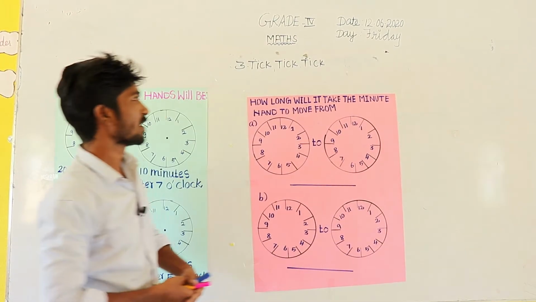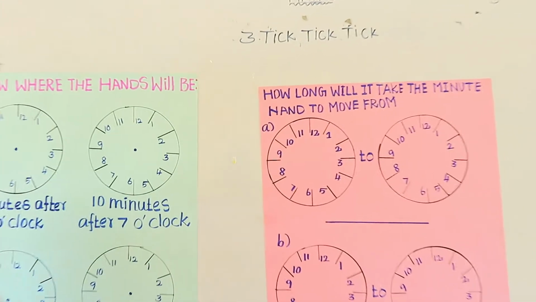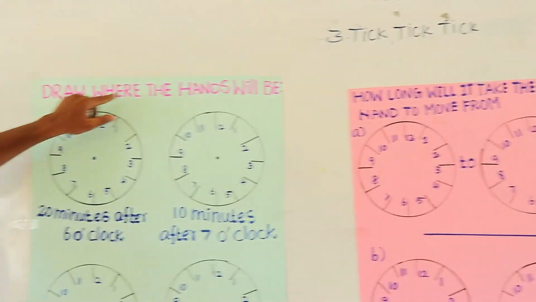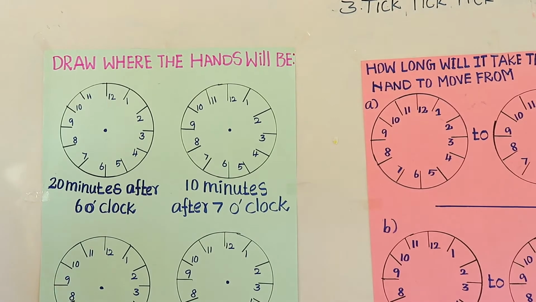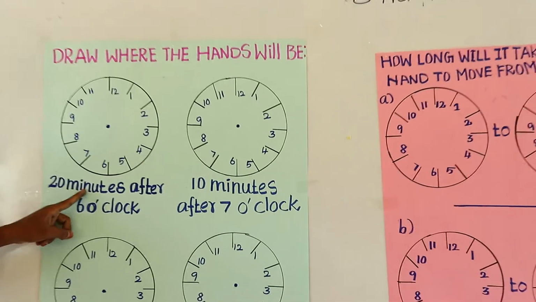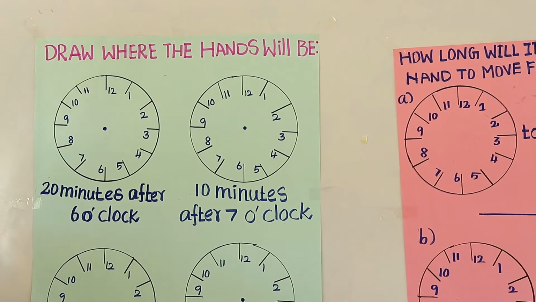Today we are going to learn about chapter number 3. The next one: draw where the hands will be. The first one, 20 minutes after 6 o'clock.